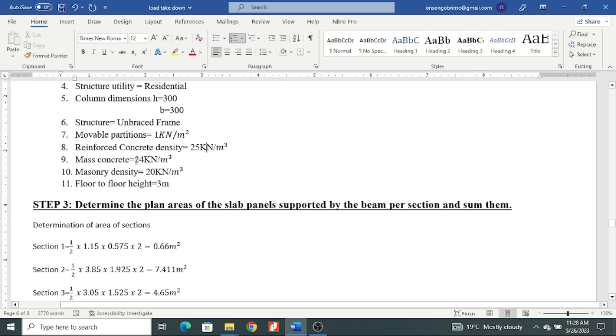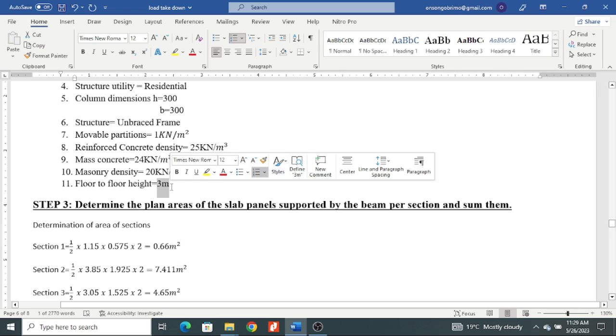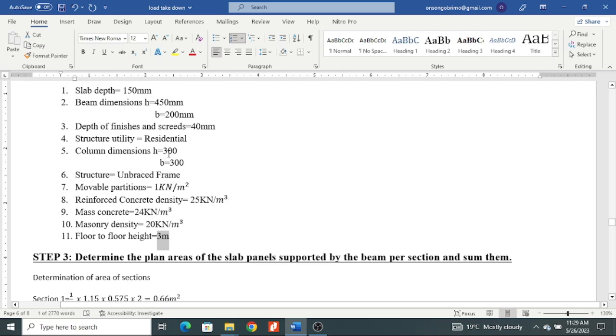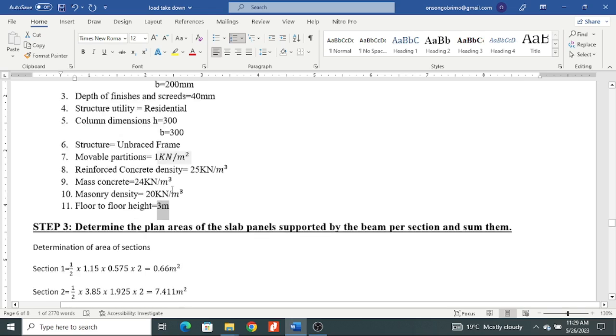And then for mass concrete without reinforcement, it is 24. The density of my masonry is also 20, and then the floor to floor height is 3 meters. These are important parameters that you should determine before you start carrying out your design.